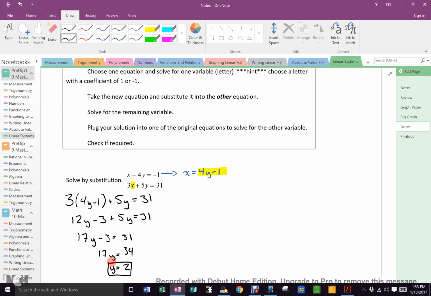4y minus 1. Don't we know what y is? What is y? So what do I get to do there? X equals 4 times 2 minus 1. What is 4 times 2, minus 1? 7. So x equals 7. Does that give me coordinates on a graph? Yes. What are they? 7, 2. Easy peasy, right? Nothing new.